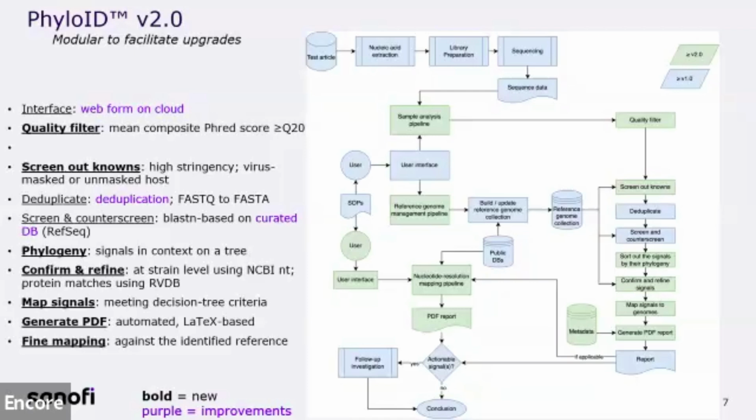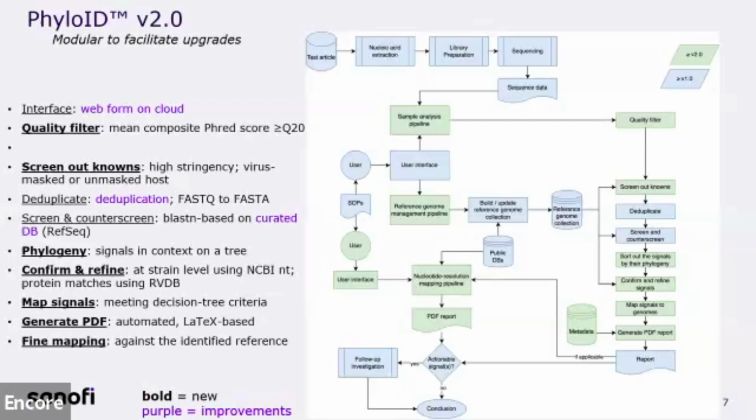If you ask a molecular biologist in my team about Linux command lines, they call that Klingon, and they don't speak Klingon. And so we wanted to have a web form on the cloud. The cloud also allowed us to not be constrained to one sample at a time. It was much more scalable. We added a quality filter step, as everybody else does, because if you have low quality sequences, they could be misidentified.